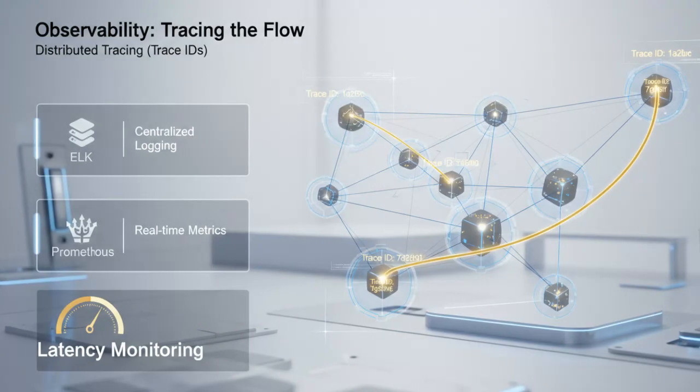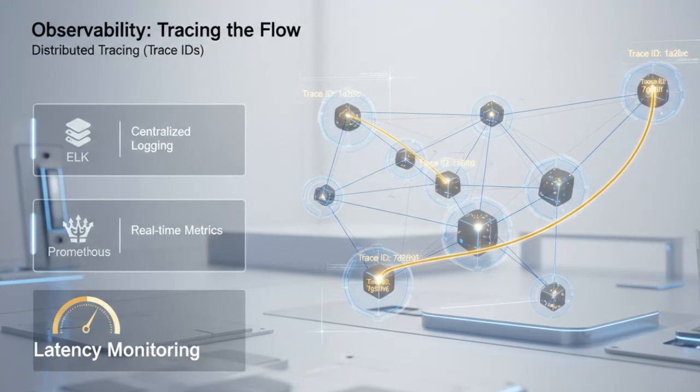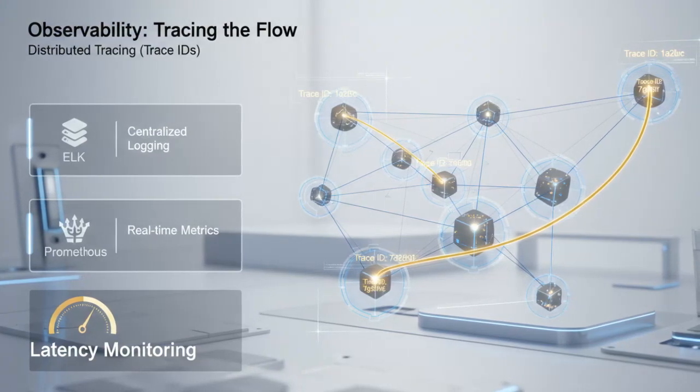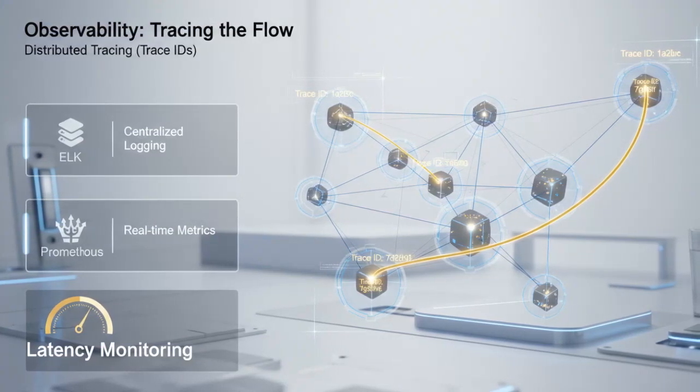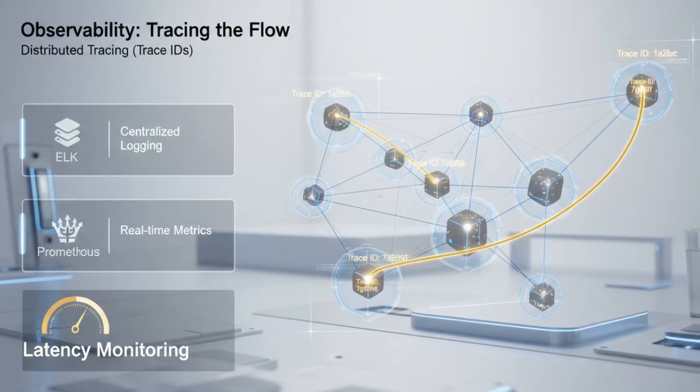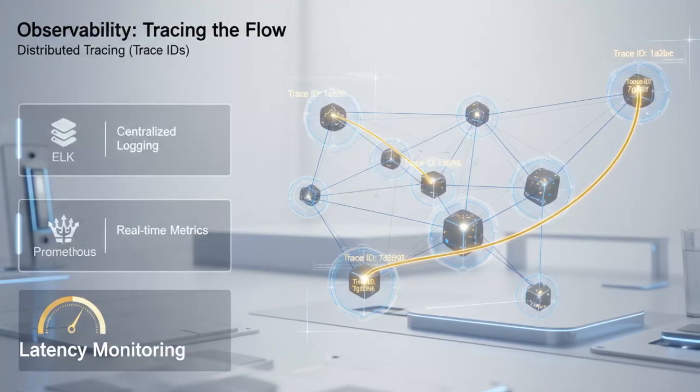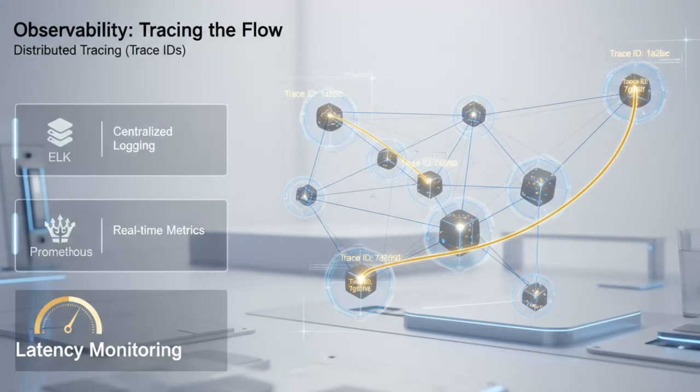When an error occurs in a monolith, the logs are in one place. In microservices, a single user request might travel through 20 different services. Finding where it failed is like looking for a needle in a haystack. This is why observability is mandatory.